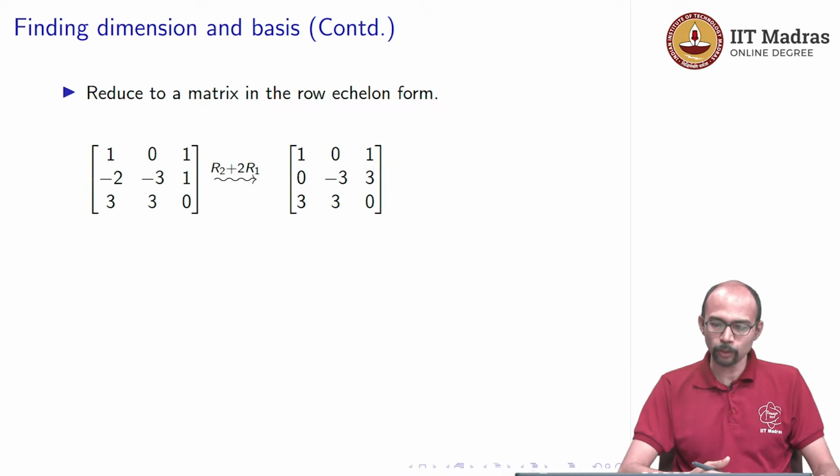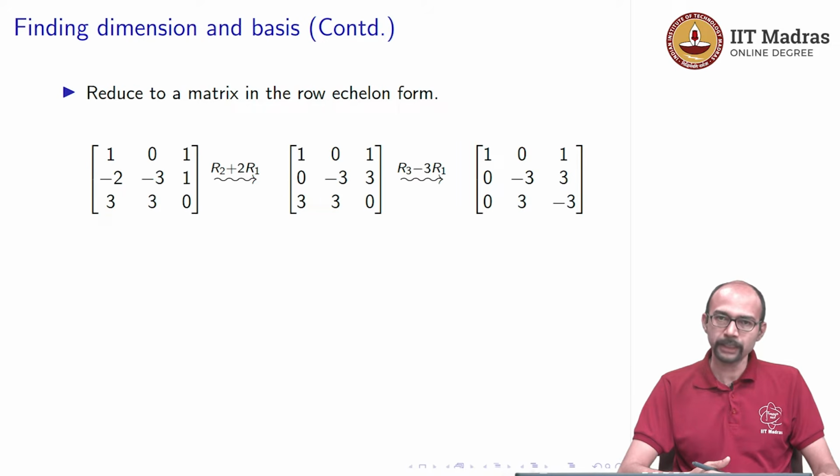For this we will do R2 plus 2 times R1, since we have a -2 over there. That gives us the matrix (1, 0, 1), (0, -3, 3), (3, 3, 0). Then we will do R3 minus 3 times R1. That will sweep out the 3 in the (3,1) place, and then we get the matrix (1, 0, 1), (0, -3, 3) and (0, 3, -3). You can see this matrix is already in pretty good shape, so we do not have to do a lot of further steps.